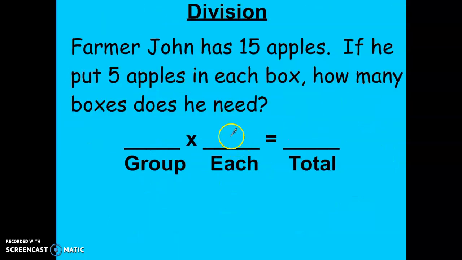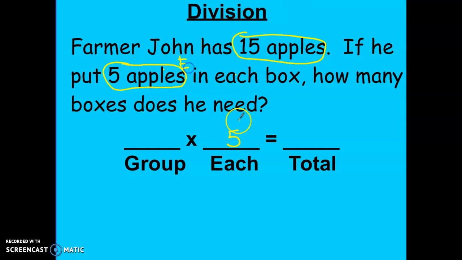Now let's look at the division problem. Farmer John has 15 apples. If he put 5 apples in each box, how many boxes does he need? Let me think. He has 15 apples. That's important. Let me circle my information. If he put 5 apples in each box, so the each is 5 apples because it says right here. Let me put the 5 here already.